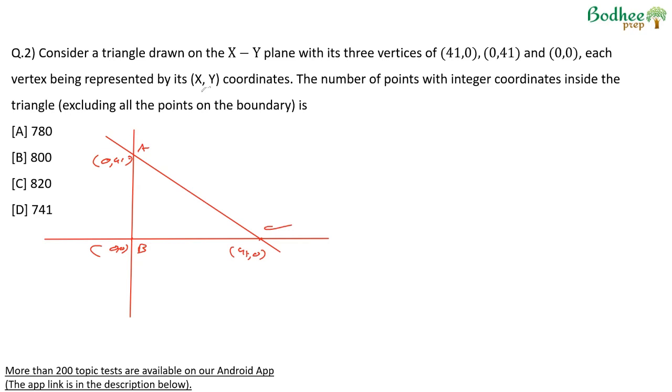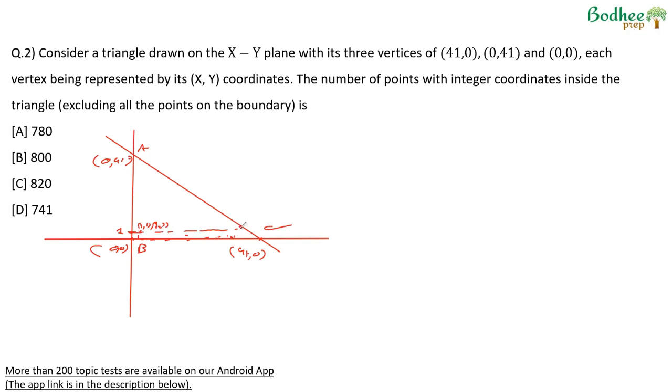The number of points with integer coordinates inside the triangle, excluding all the points on the boundary. So when y is 0, we obviously will not count any points here. The first set of points will start from the point where y is equal to 1. Now x could be 1, so we'll have (1, 1), (1, 2), and so on. And this will go up till a point where the point is not on this line.